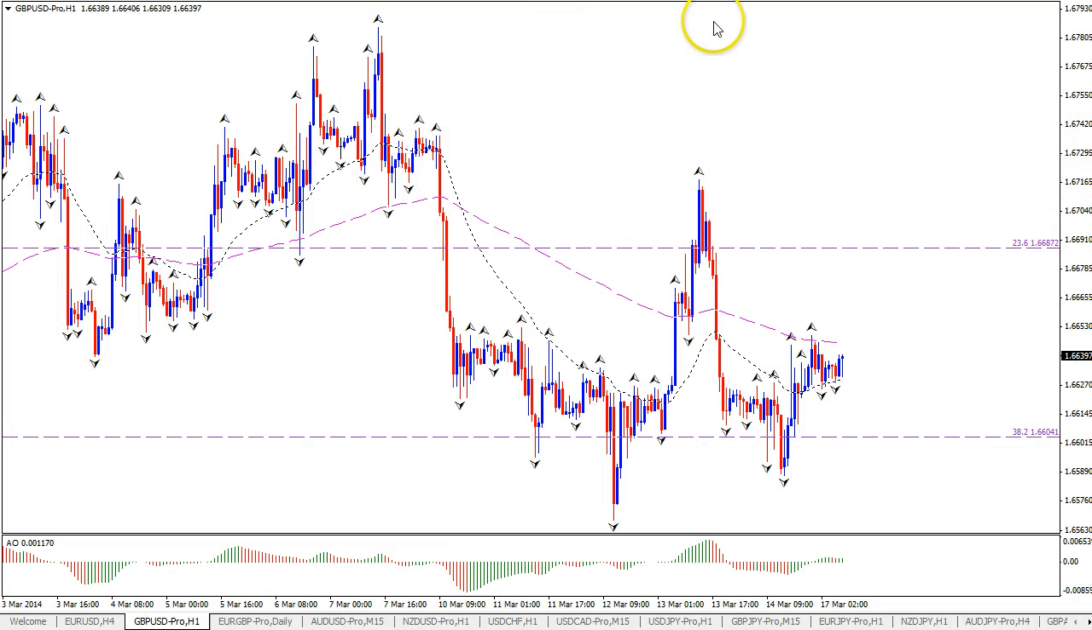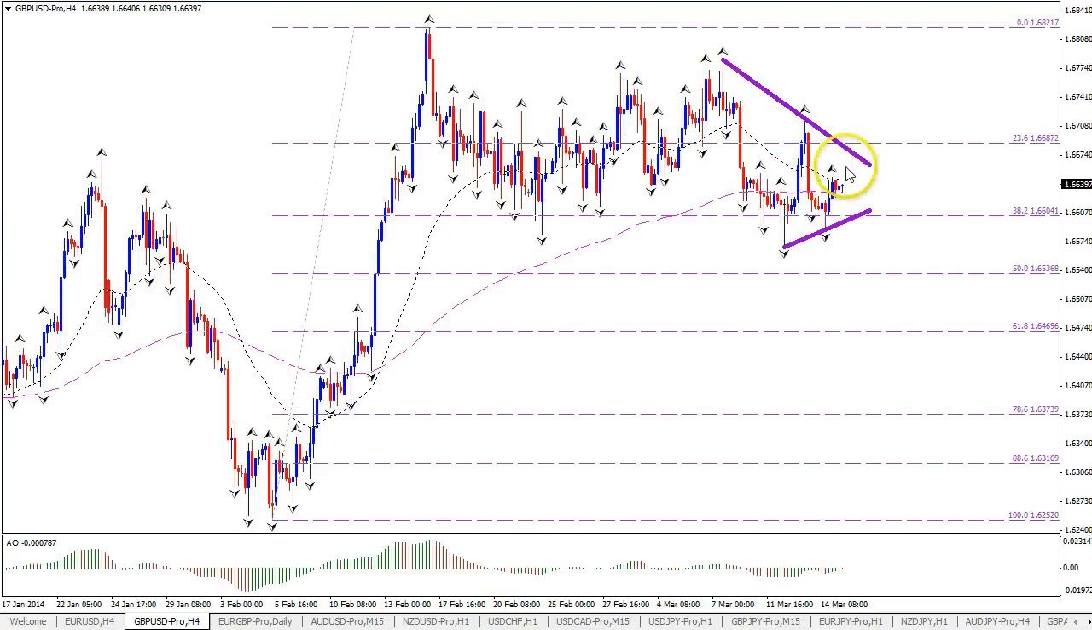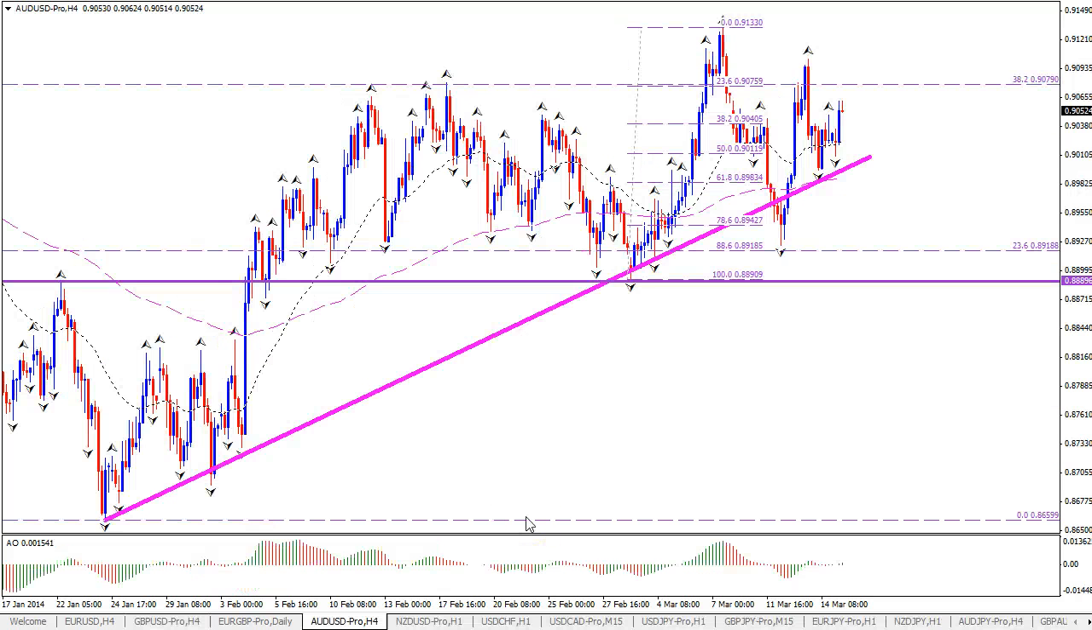choppiness, and personally, I wouldn't be surprised to see price maybe go up to retest this trend line and then bounce off that and go retest this trend line. Seems to me that we're stuck in this triangle and waiting for a break of this triangle basically to get some idea where the pound dollar could break to on this 4-hour chart. All right, let's take a look at the AUDUSD.